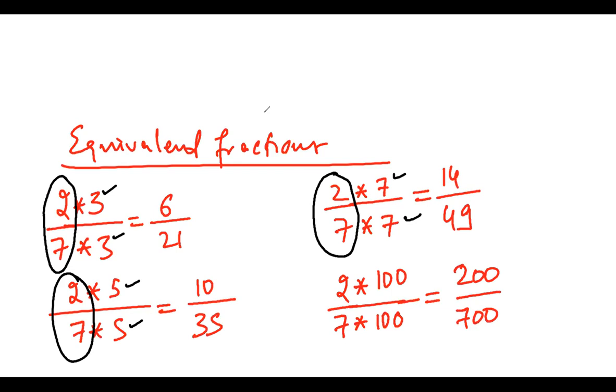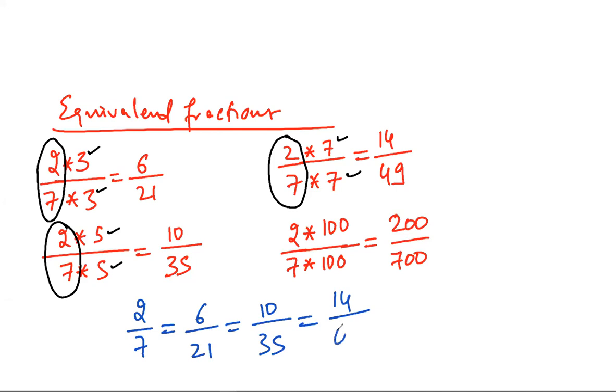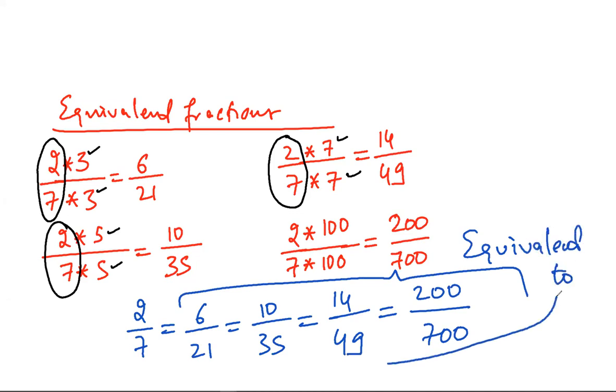Satya, is there a doubt? No. So basically, what I'm trying to tell you is that 2 by 7 can be written as 6 by 21, can be written as 10 by 35, can be written as 14 by 49, can be written as 200 by 700, and all these fractions are equivalent to this fraction.